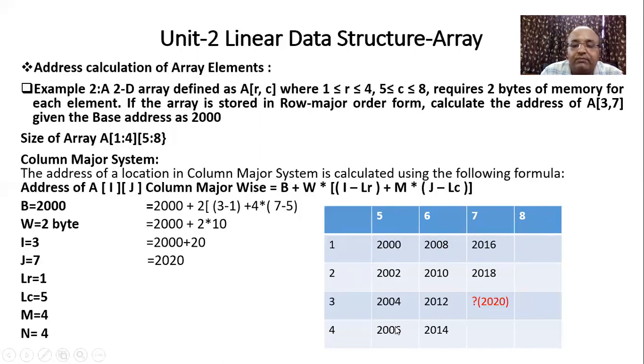Now the first column is filled up. We'll move to the next column, that is index 6: 2008, 2010, 2012, 2014. Then again we'll move to the next one. Our goal is A37, third row and seventh column, where I have already marked a question mark. Here we'll get 2016, 2018, and at this location we'll get 2020.